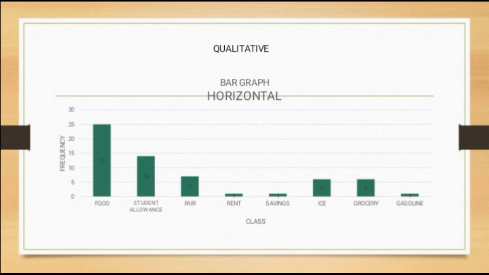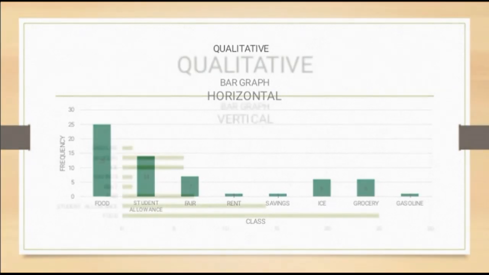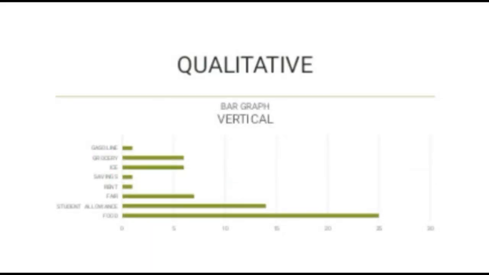We questioned 30 respondents about what they mostly do with their income in a day. Most of them answered food, next is student allowance, followed by fare, then ice and grocery, and the lowest were rent, savings, and gasoline. Now, let's proceed to the vertical bar graph. Same data, same interpretation, but the categories are on the y-axis, while the numerical values are on the x-axis.